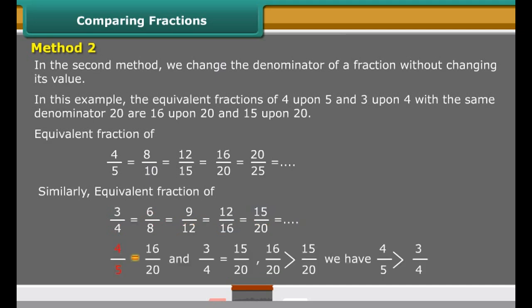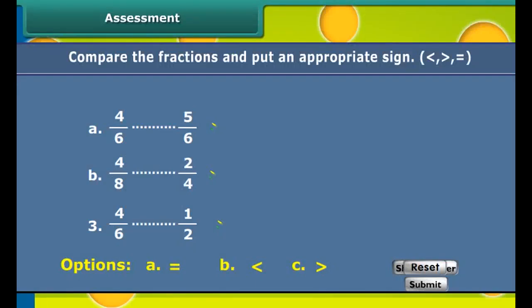4/5 is equal to 16/20, and 3/4 is equal to 15/20. 16/20 is greater than 15/20. We have 4/5, which is greater than 3/4. Compare the fractions and put an appropriate sign.